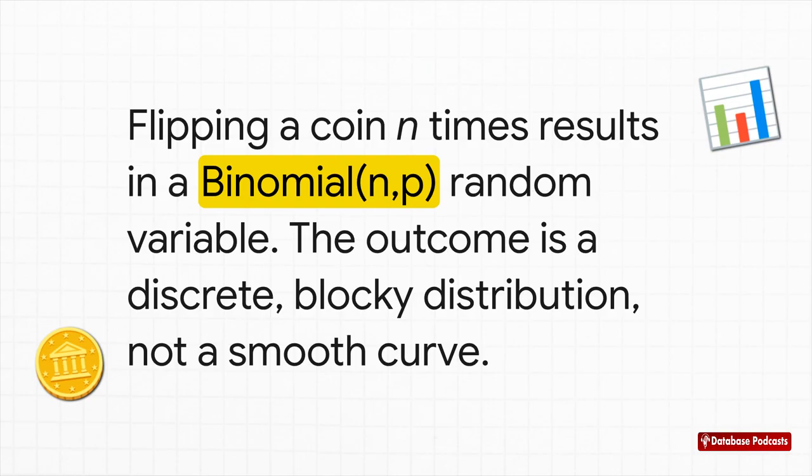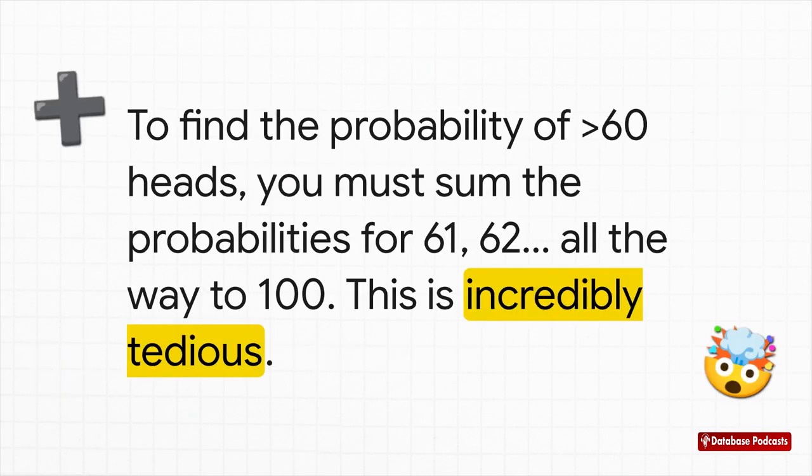You can get exactly 48 heads or 49 or 50, but you can never get 49.5 heads, right? It's a series of separate, distinct outcomes. It's all these little bars, a blocky staircase, not a smooth slide. Now, here's the problem. What if I asked you what's the probability of getting more than 60 heads? Well, the old-fashioned way, you'd have to figure out the exact probability of getting 61 heads, plus the probability of getting 62, plus 63, all the way up to 100, and then you'd have to add all those tiny numbers together. It's doable, but wow, is it tedious?